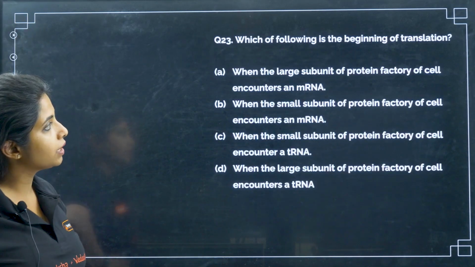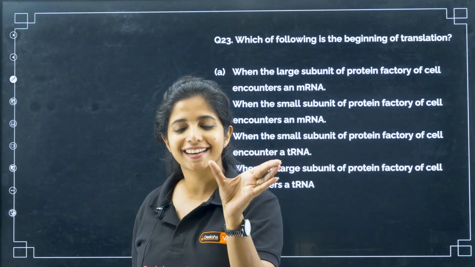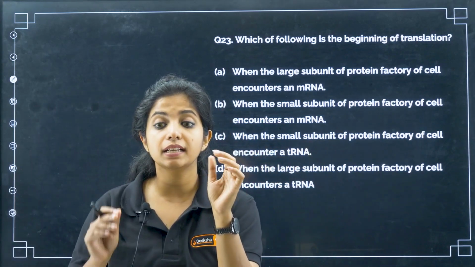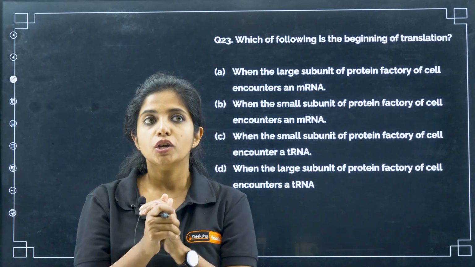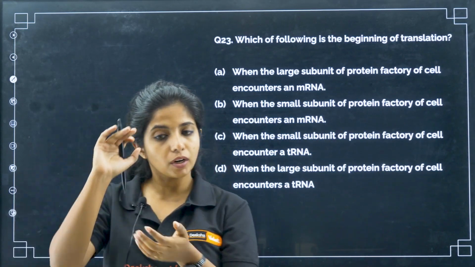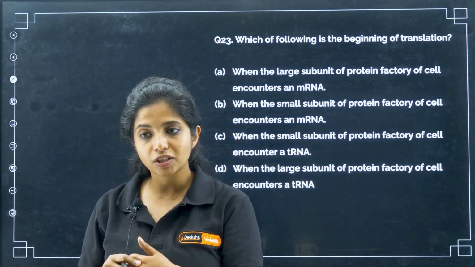Next, which of the following is the beginning of translation? What happens in the beginning of translation? You have the mRNA, and then what will come and bind? Basically, the smaller subunit. You know, ribosome is the one that will be helping in translation. So ribosome has 2 subunits, small subunit and large subunit. So the small subunit is going to come and bind on the mRNA, and this is how we say beginning of translation happens.